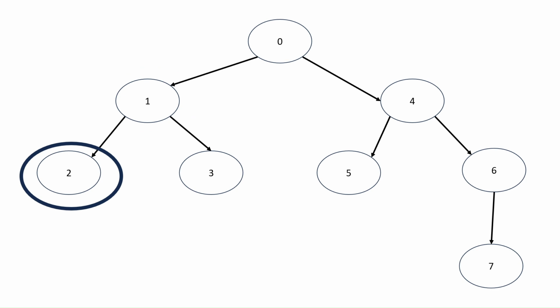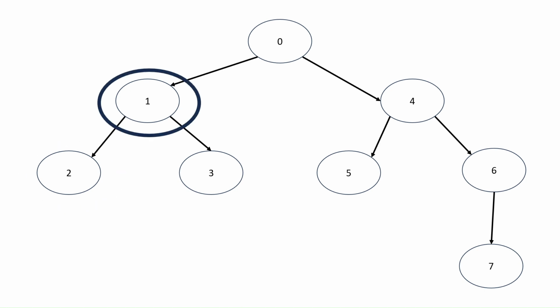When I visit 2, I mark it as visited, and then check who the branches of 2 are. I can see there are no branches of 2. So I will backtrack to 1 and check which other branches of 1 are not visited. I can see that 3 is a branch of 1, but it is not visited.